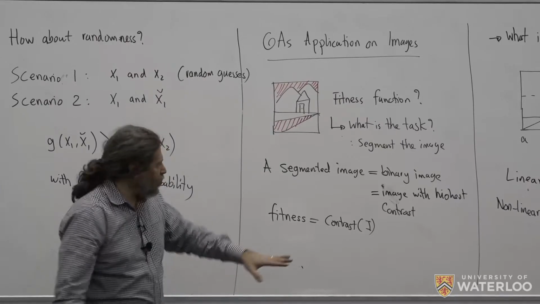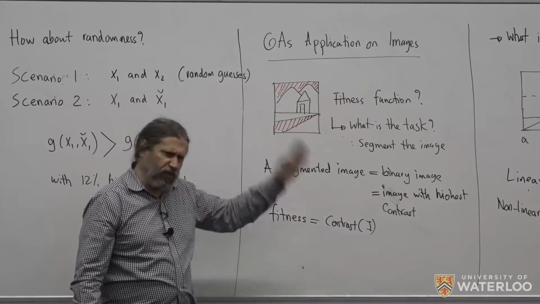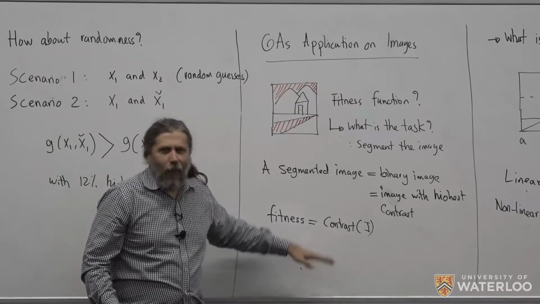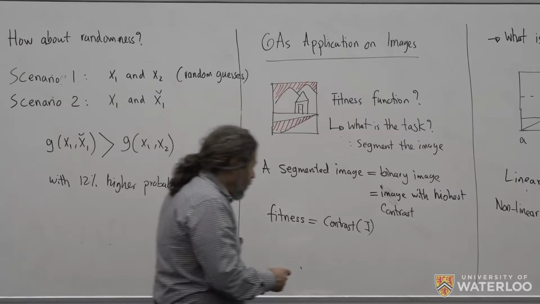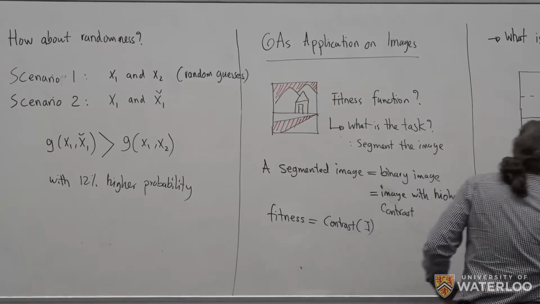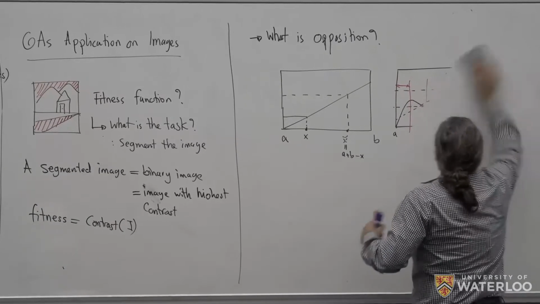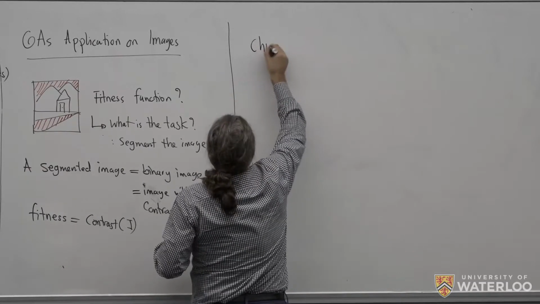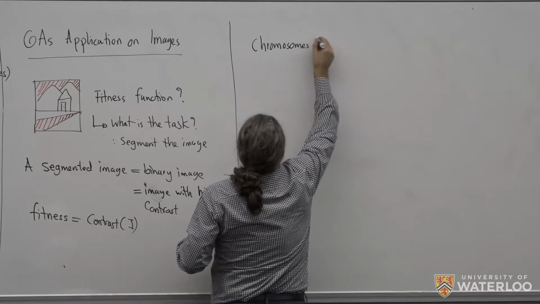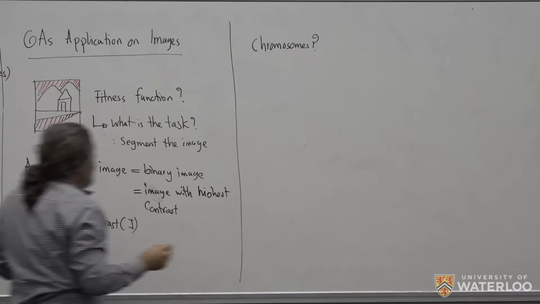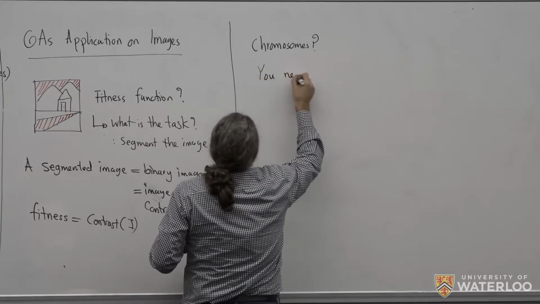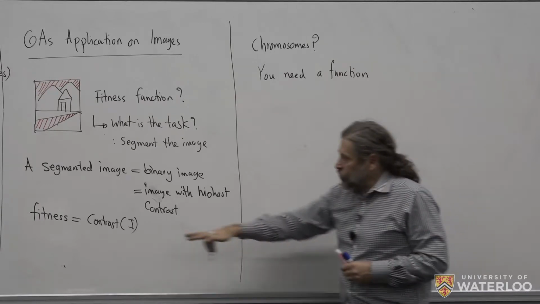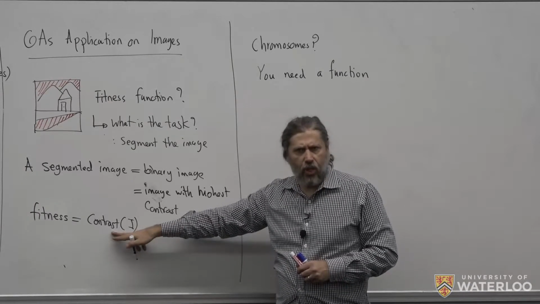If the contrast of the image is my fitness, okay, I will find that equation. That's not a problem. But what are the chromosomes? Well, you need to do some homework, because again, this is the part where maybe neural networks are more handy than evolutionary algorithms. So what are chromosomes? So you need a function. So you determine that contrast is a function that you can put into an equation.